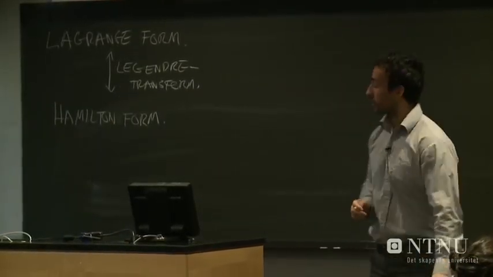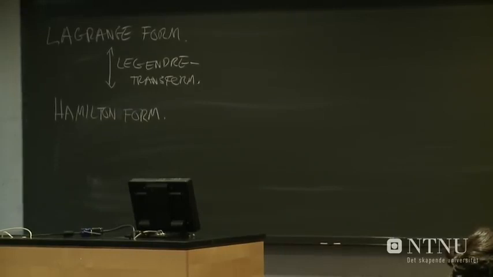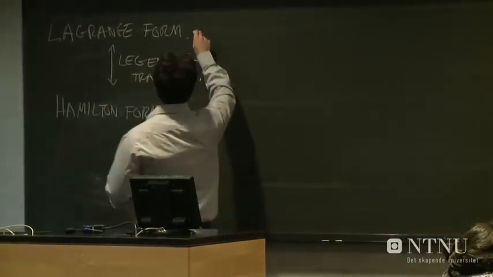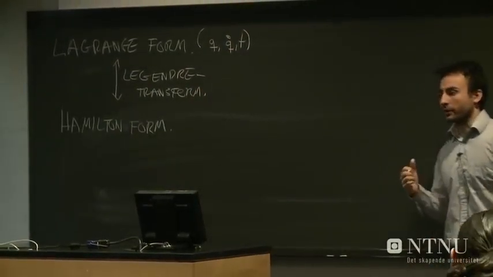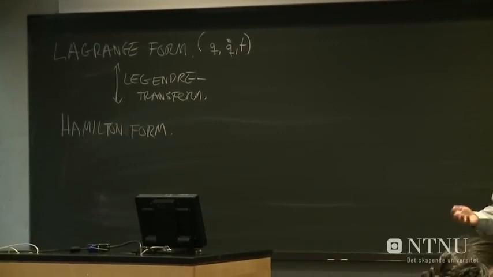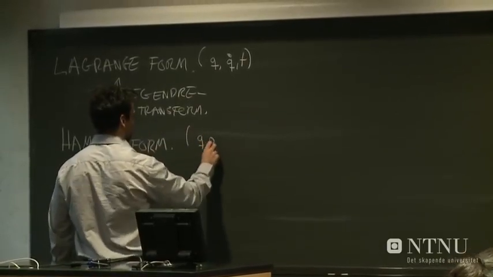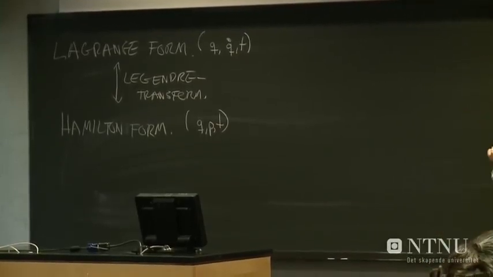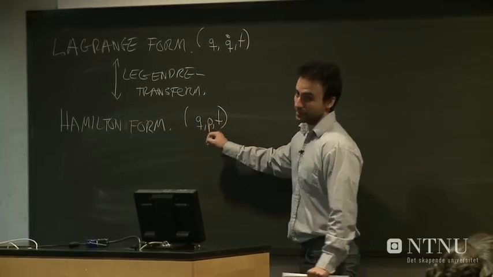was the so-called Legendre transformation, which essentially consisted of a mathematical way to exchange coordinates. Because in the Lagrange formalism, we operate with the generalized coordinate q, its time derivative q dot, and time as the descriptive variables. In the Hamilton formalism, we use the generalized coordinate q and the canonical momentum p associated with this generalized coordinate q and time.